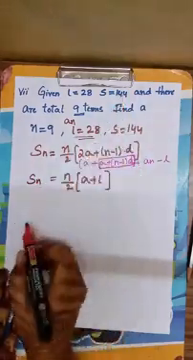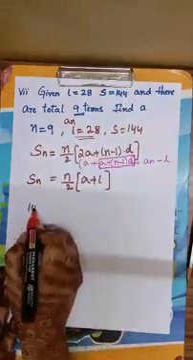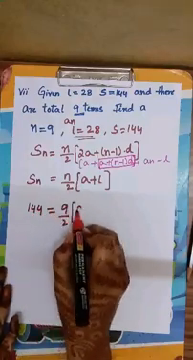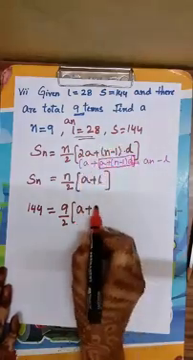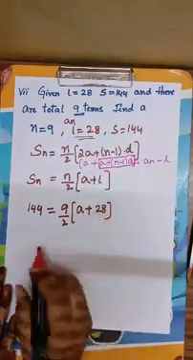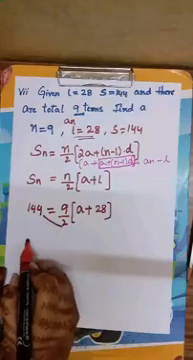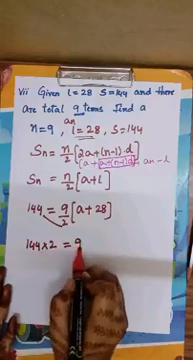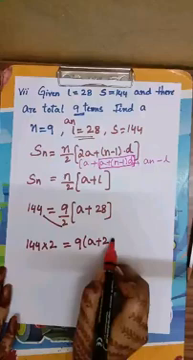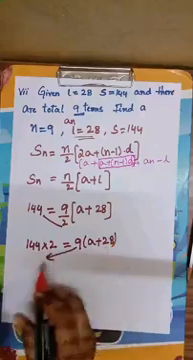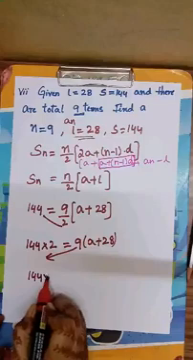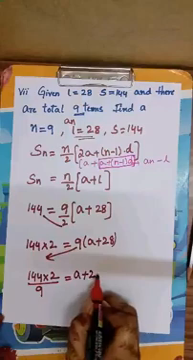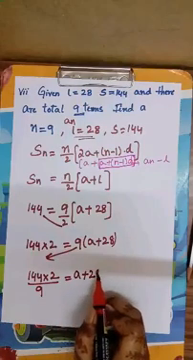Here n value is given as 9. So 144 is equal to 9 by 2 into a plus l, and l is given as 28. Okay. Cross multiply. 144 into 2 is equal to 9 into a plus 28. Get it to this side. 144 into 2 by 9 is equal to a plus 28.